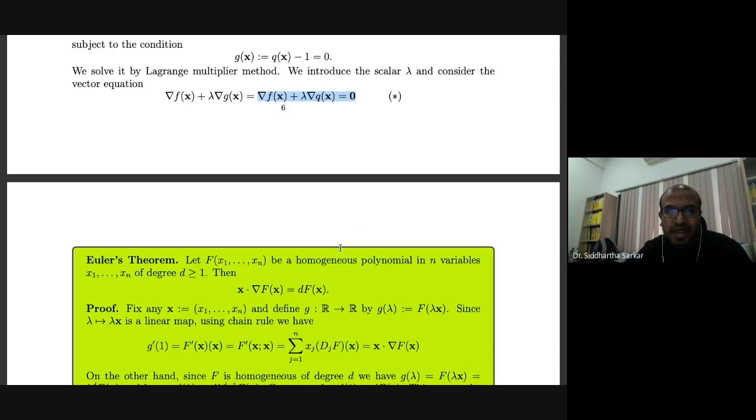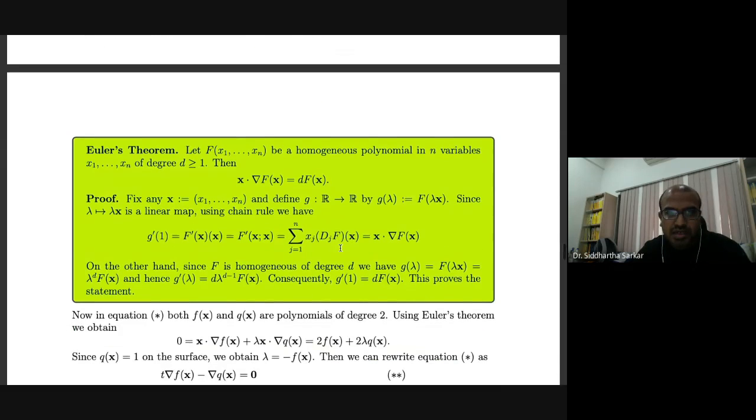Okay, so why is this particular result true? What you do is set a function g which is defined by g(lambda) = f(lambda x). Now, on one hand, because f is a homogeneous polynomial of degree d, this f(lambda x) is nothing but lambda to the power d times f(x). So g(lambda) turns out to be lambda^d f(x).